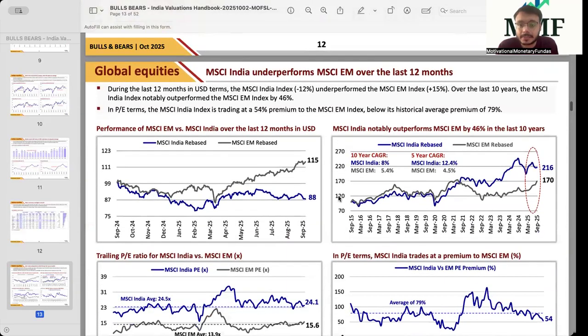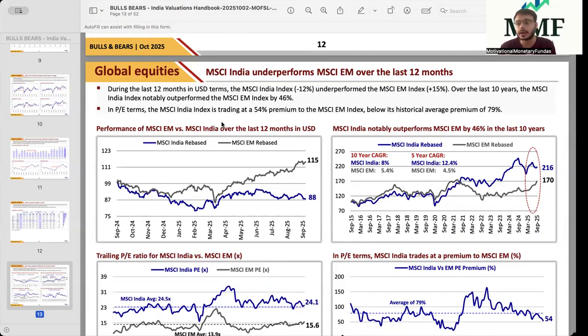If we talk about global equities over the past 1 year, 12 months in USD terms, MSCI India has been down 12% and MSCI EM has been up 15%. Over the last 10 years, the MSCI India index has outperformed MSCI EM by 46%, even after the 1 year correction. Overall, on a 10-year basis, MSCI India, Morgan Stanley Capital International Index, has outperformed the MSCI EM index.